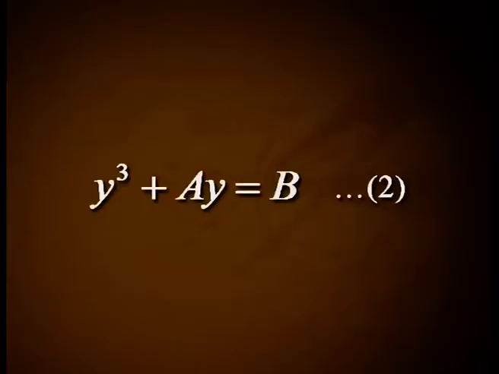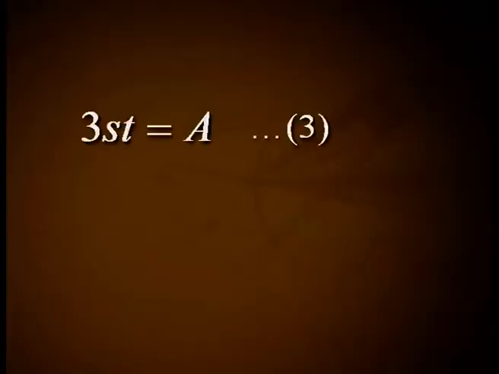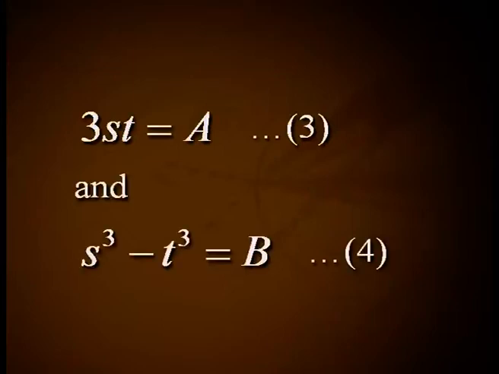Solving the depressed cubic. How to solve a depressed cubic equation of the form y cube plus a into y equal to b, equation number 2, had been discovered earlier by Italian mathematician Scipione dal Ferro, 1465 to 1526. The procedure is as follows. First, find s and t so that 3st equal to a, equation number 3, and s cube minus t cube equal to b, equation number 4. Then y equal to s minus t will be a solution of the depressed cubic.